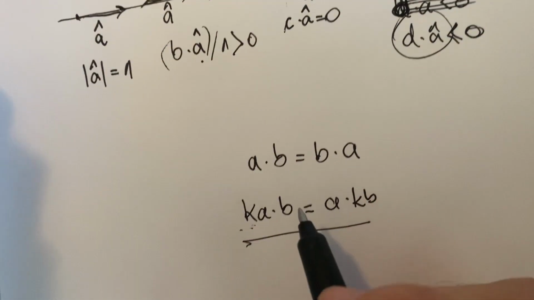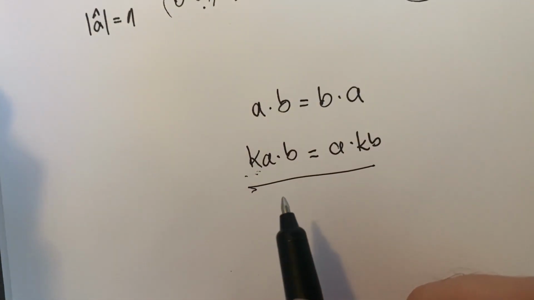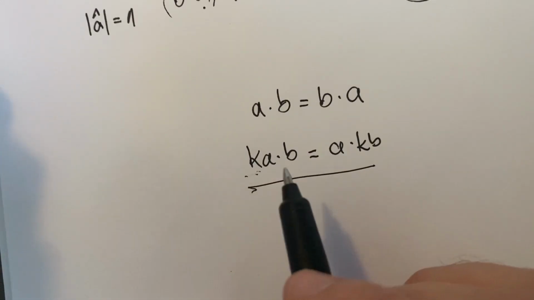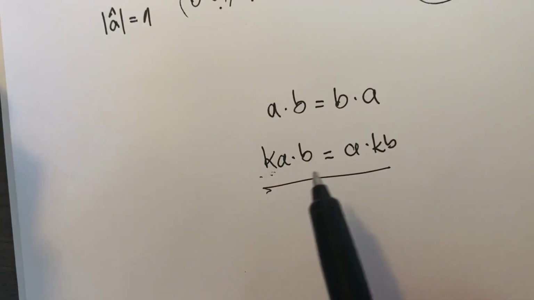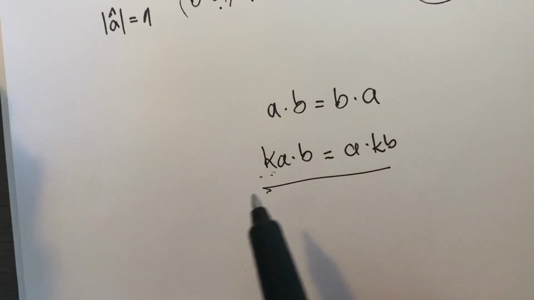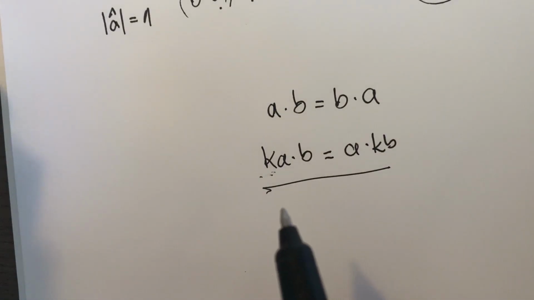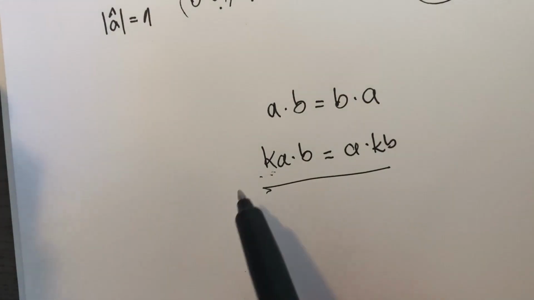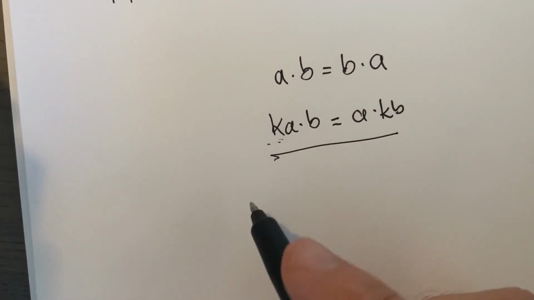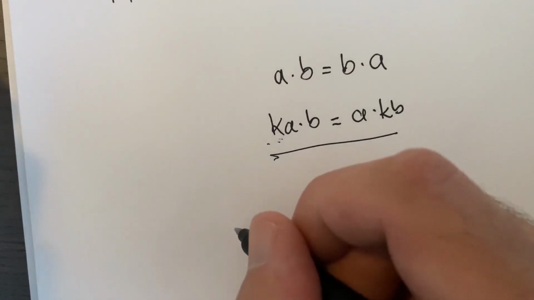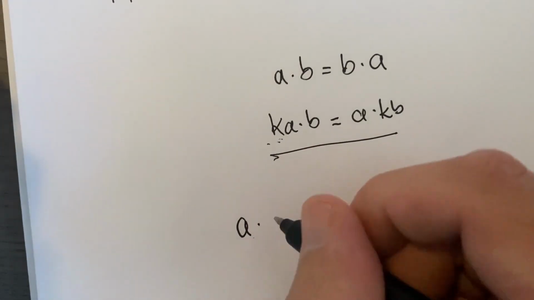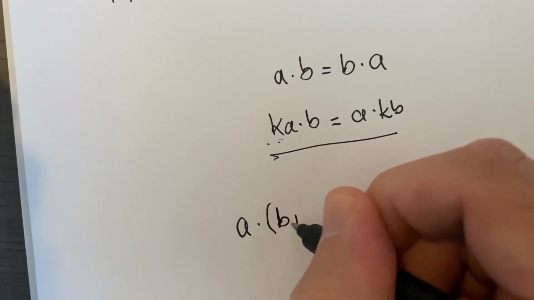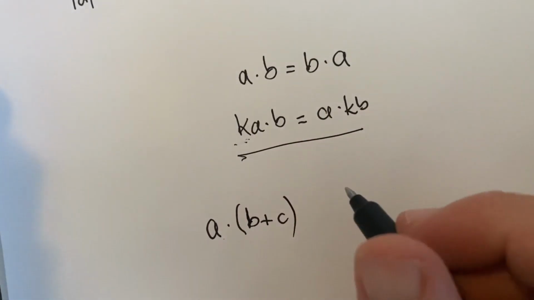Another thing, usually when you deal with math operations, you have commutativity, but you also have distributivity. So you also have distribution. Can it distribute? What does that mean? Let's say you have A dot product B plus C.